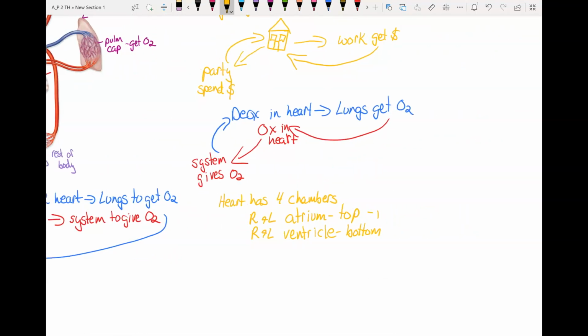Atria receive blood from veins. So veins are what carry blood to your heart, and the atria are the receiving chambers of the heart. Ventricles pump blood into arteries. So arteries are what carry blood away from the heart, and the ventricles are the pumping chambers. They're pushing the blood out into those arteries.